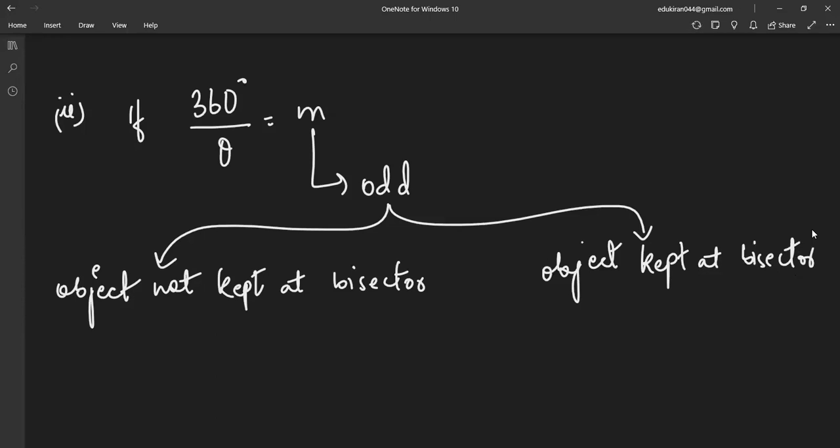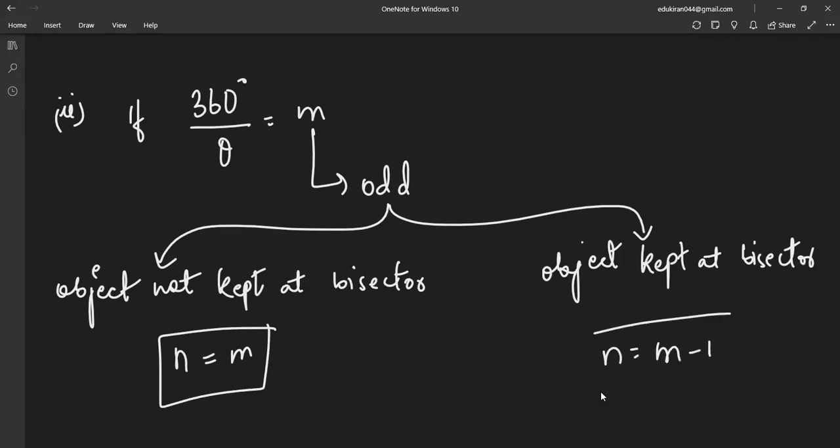If it is not kept at the bisector, simply the number of images will be the value you get when you calculate 360 divided by theta, as it is. This will be as it is. But if it is kept on the bisector, then again with the same value, n is equal to m minus 1, because this is exactly at the center. So with odd, you have to be careful. And see, sometimes it's not necessary that you will always get a proper whole number.